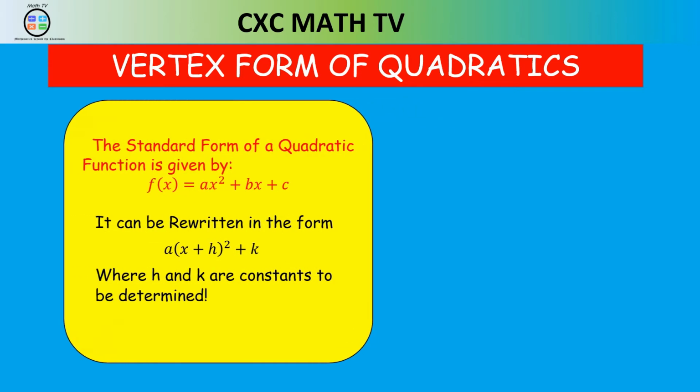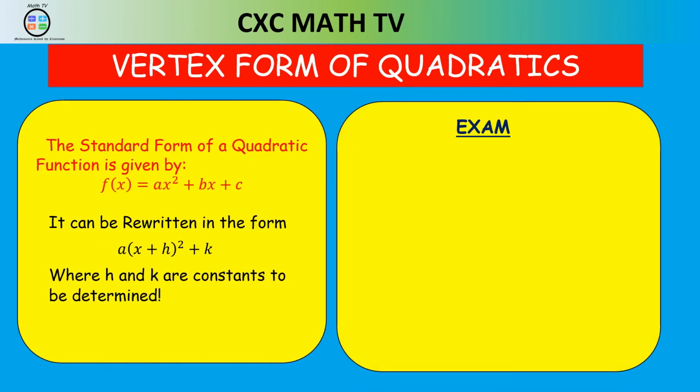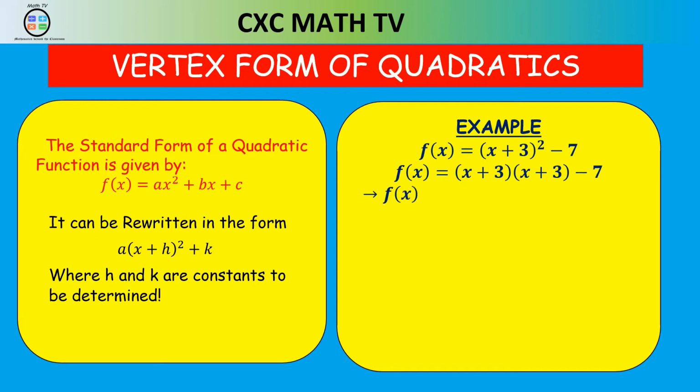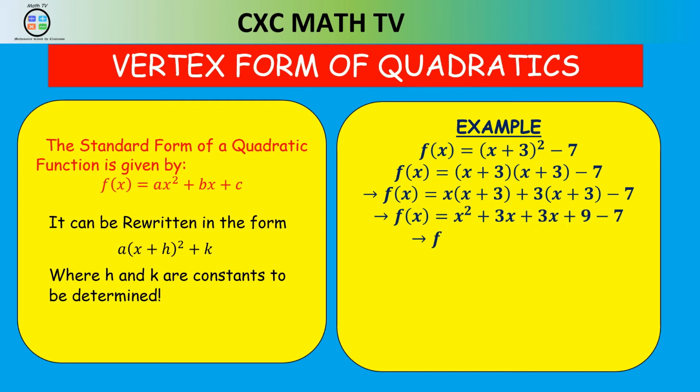So for example, look at this right here. What if I were to give you a function f of x equal to x plus 3 all squared minus 7? We know that x plus 3 all squared would mean that we're multiplying x plus 3 times x plus 3, and then we subtract 7. Expanding the bracket, we get x times x plus 3 plus 3 times x plus 3, and then we subtract 7. We continue when we expand, we get x squared plus 3x plus 3x plus 9 minus 7. Now the 3x and the 3x is 6x, and the 9 minus the 7 is 2. So that's x squared plus 6x plus 2.